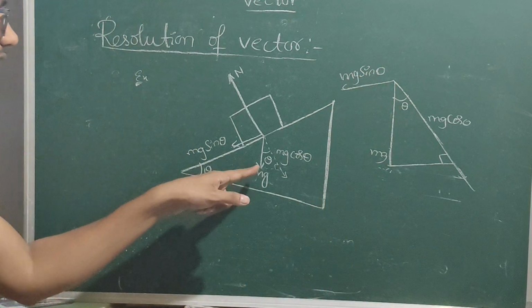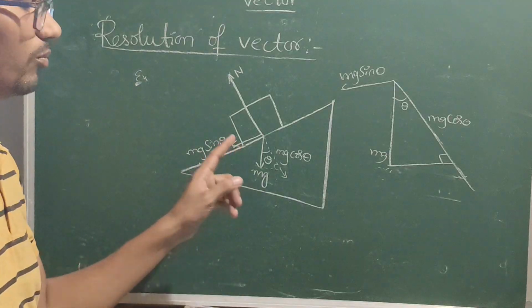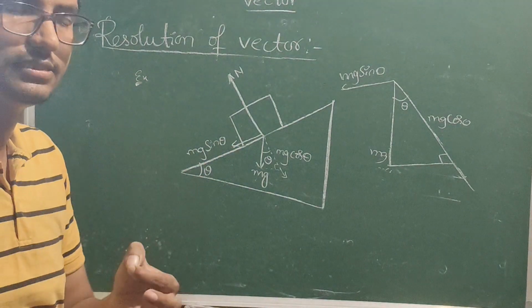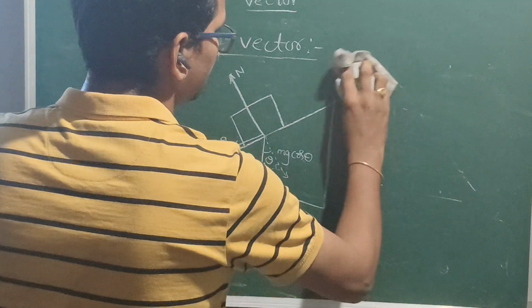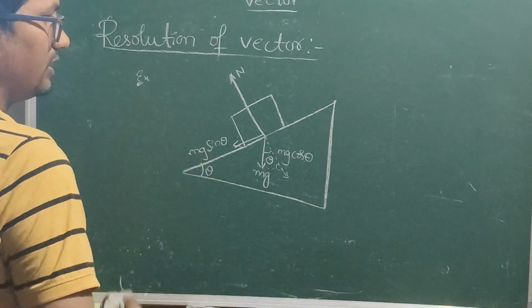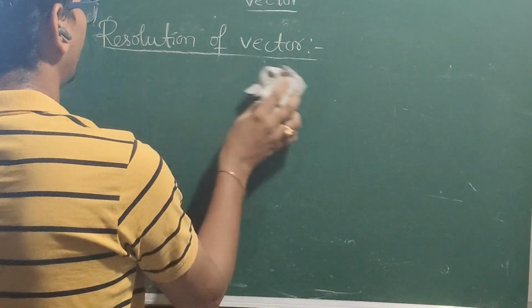In that case, we can now resolve the vectors when the body is placed on an inclination. Based on that, we know how to resolve this into horizontal component and vertical component.